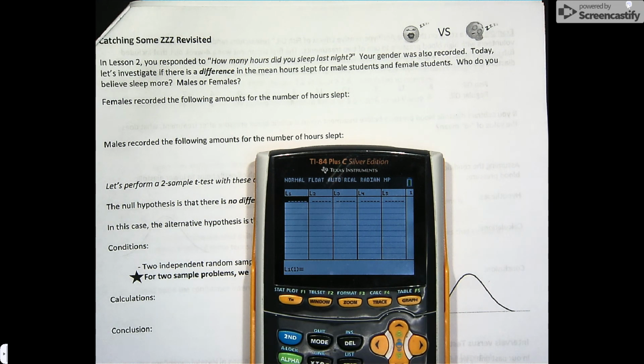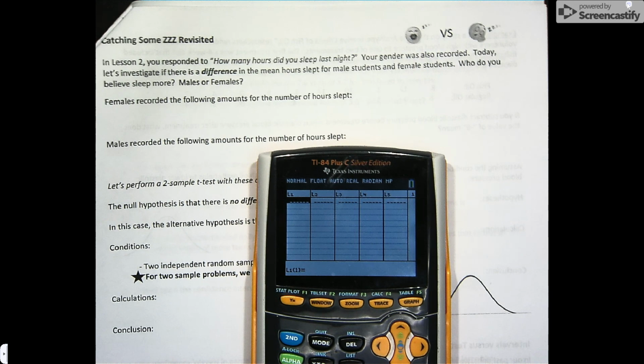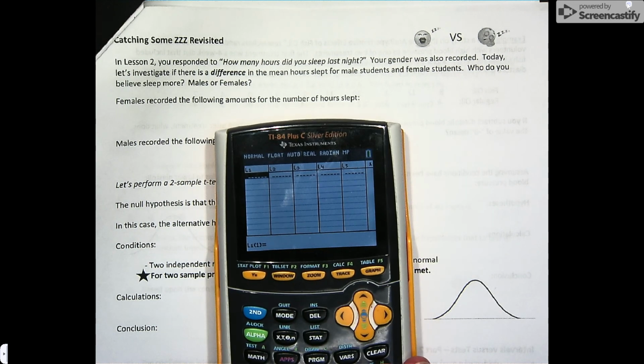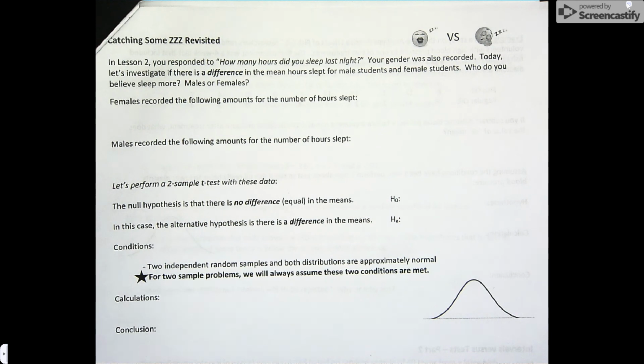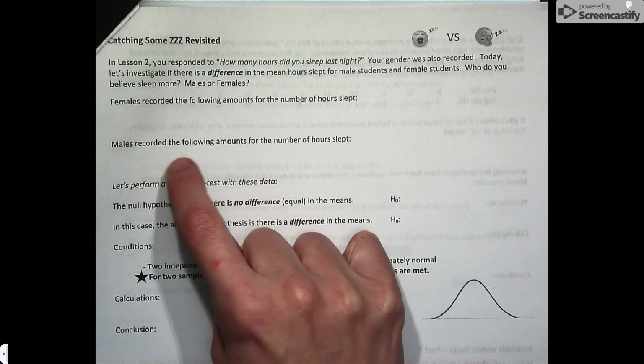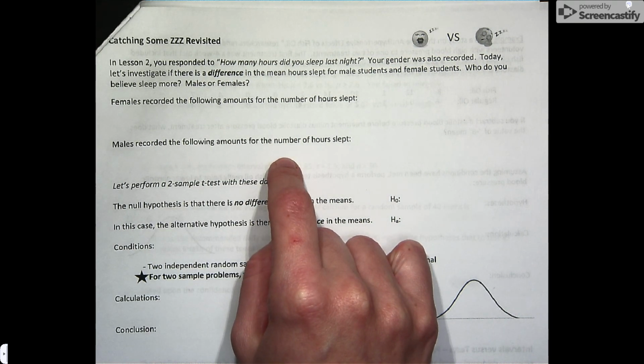Well, today, if you wanted to talk about, is there a difference between the mean hours slept for male students and female students, you would actually type them into two separate lists. So you could separate your female data here, your male data here.